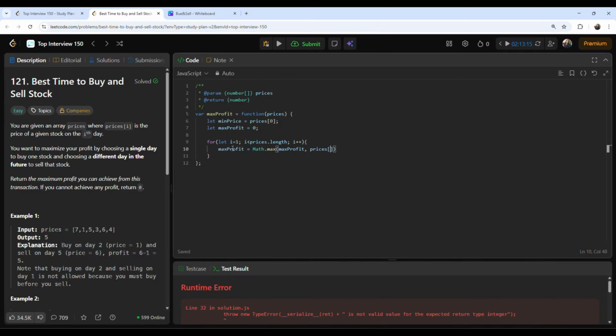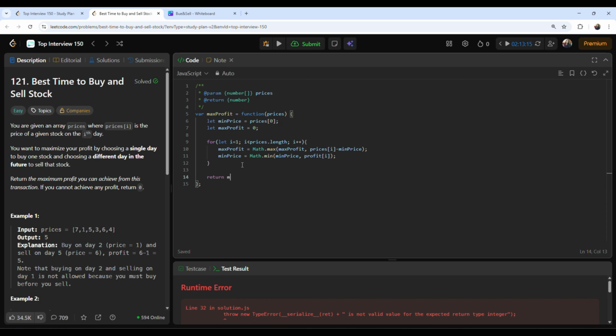How do we compute the profit? Current price minus min price seen so far. And then for minimum price, we have to also check whether the current value I am iterating over is the minimum, whether there is any value possible apart from this value. So that's why we update minimum price as well. Now in the end we return the max profit.